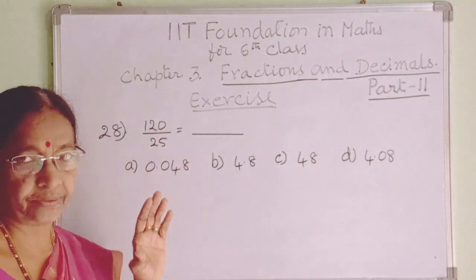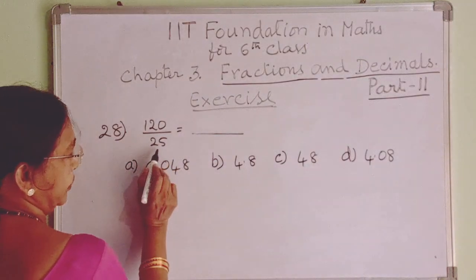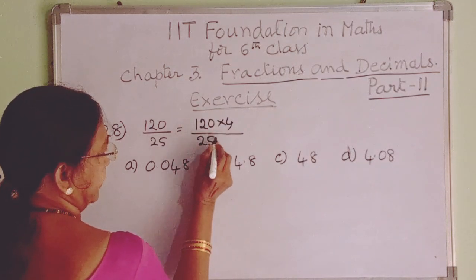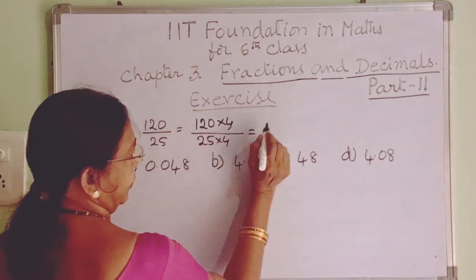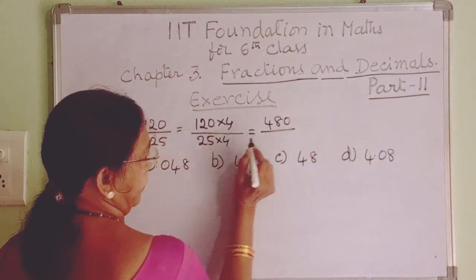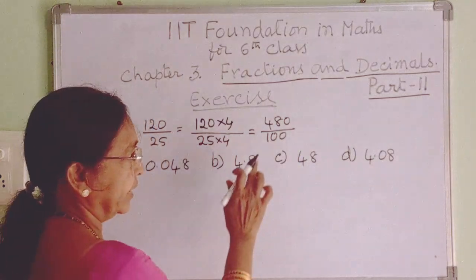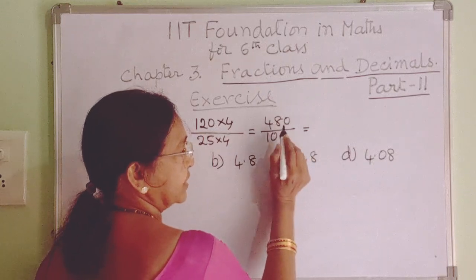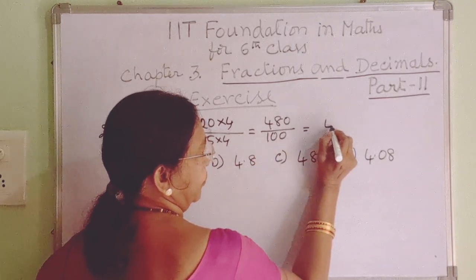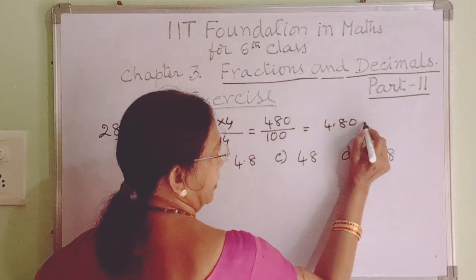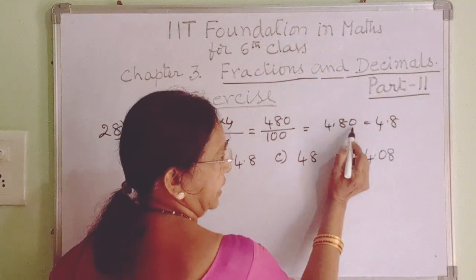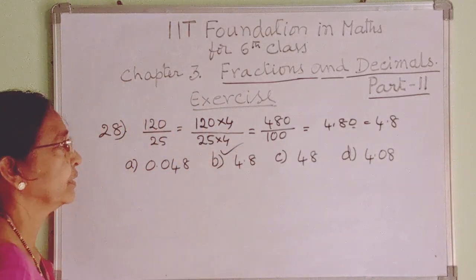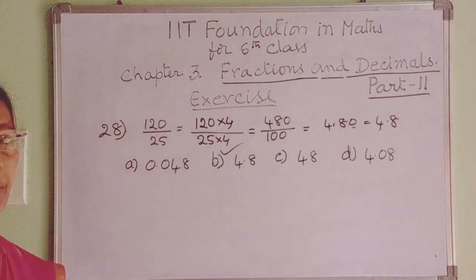the value doesn't change. Therefore, 120 by 25 can be written as 120 into 4 by 25 into 4. That is equal to 12 fours 48 and 0, 25 fours 100. When there is 100 in the denominator, a decimal point is kept after 2 digits from right to left. So 4.80 or simply 4.8, as this 0 has no value. So here option B is correct. 120 by 25 is equal to 4.8.